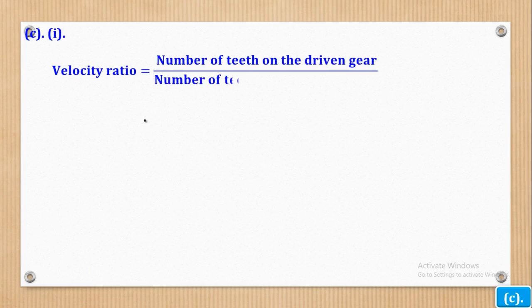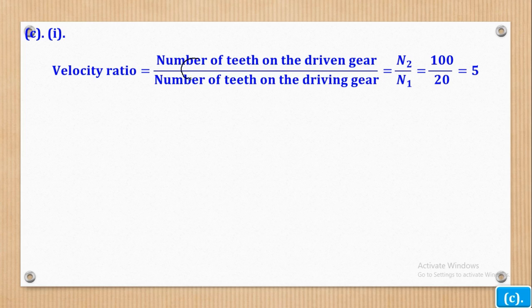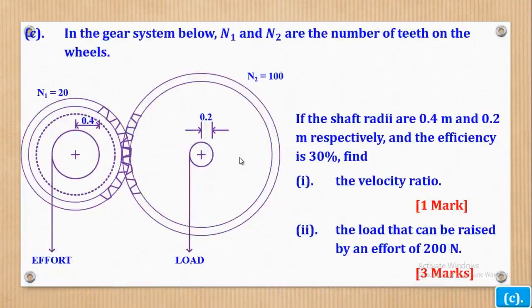So now the velocity ratio is equal to number of teeth of the driven gear over number of teeth of the driving gear. Therefore, it will be N2 over N1, and N2 was 100, N1 was 20, which gives you 5 as the velocity ratio. So now we shall go to Roman 2. Roman 2 says find the load that can be raised by an effort of 200 newtons.